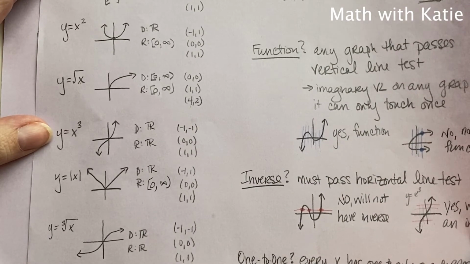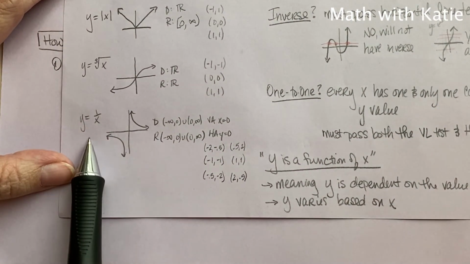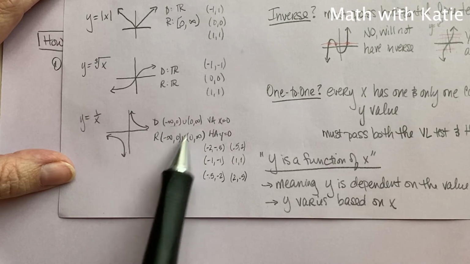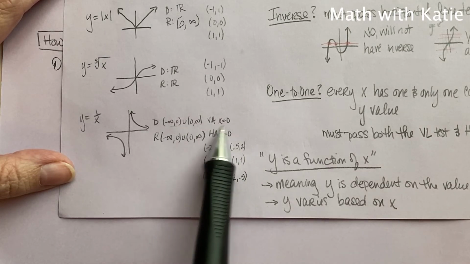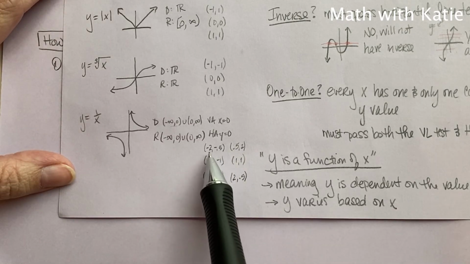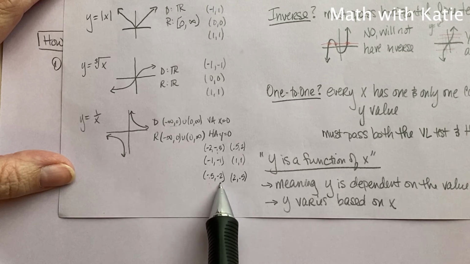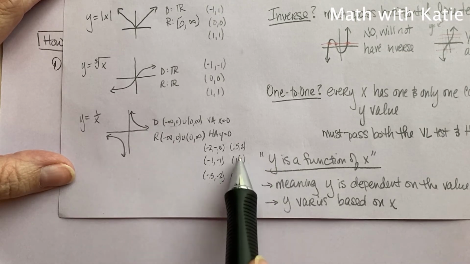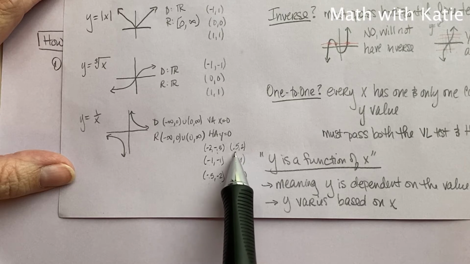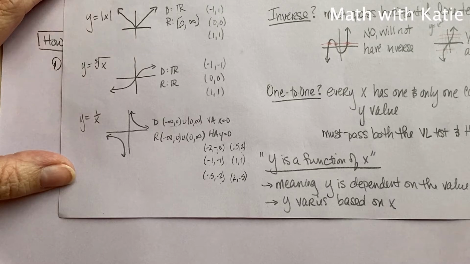And then the other one that I haven't gone over is this function. These are your domains. This is your range. You have a vertical asymptote at 0, and you have a horizontal asymptote at 0. And your parent points are (-2, -1/2), (-1, -1), and then (-1/2, -2). And then on the other side, it's just flipped. So it's (1/2, 2), (1, 1), and then (2, 1/2). Those are the only ones that I didn't really get into on the other one.